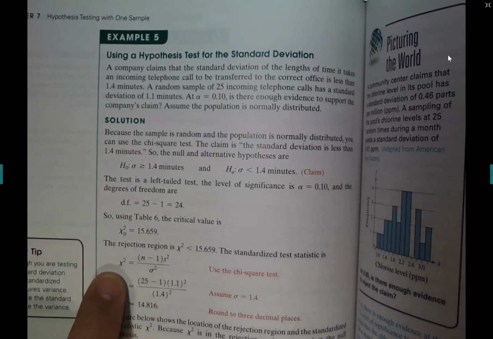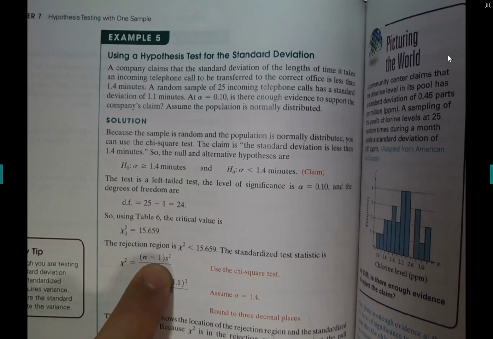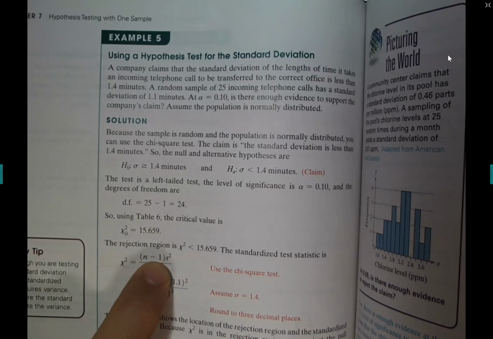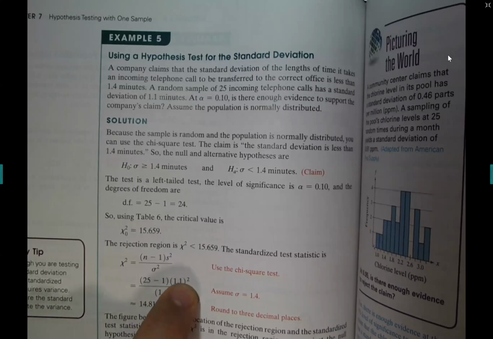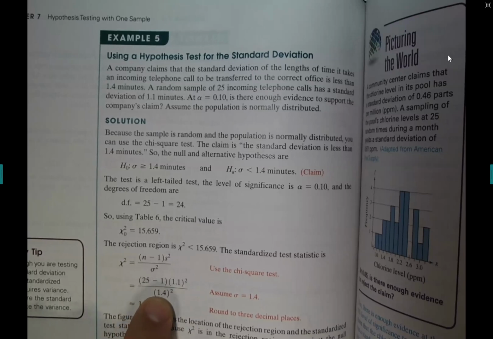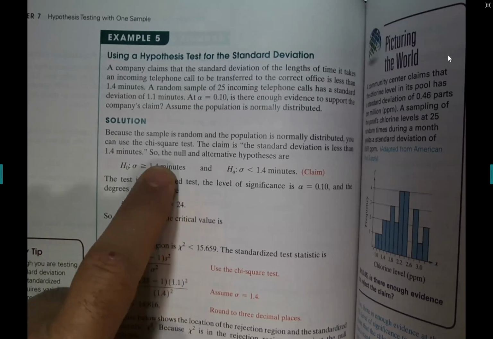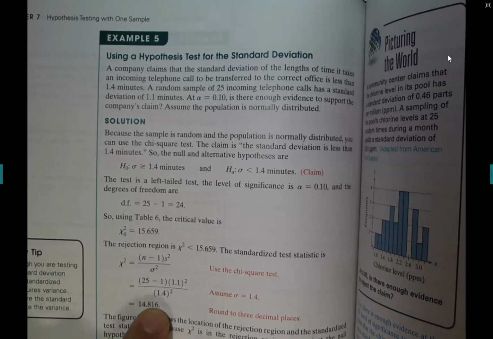Let me show you how he found chi-square. That's the formula. N is 25, minus 1 is 24. And now S is squared. Now we need to square it because he gave me the standard deviation. And look what he did here: 1.1 squared divided by sigma squared. This value, guys, you get from the null hypothesis. You just go to the null hypothesis, which is 1.4, and square it. And look what he did here, he squared it. And then you get your test statistic.